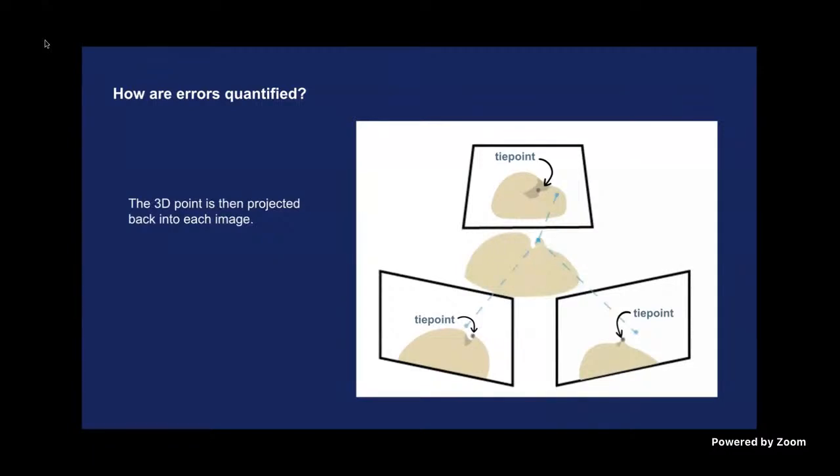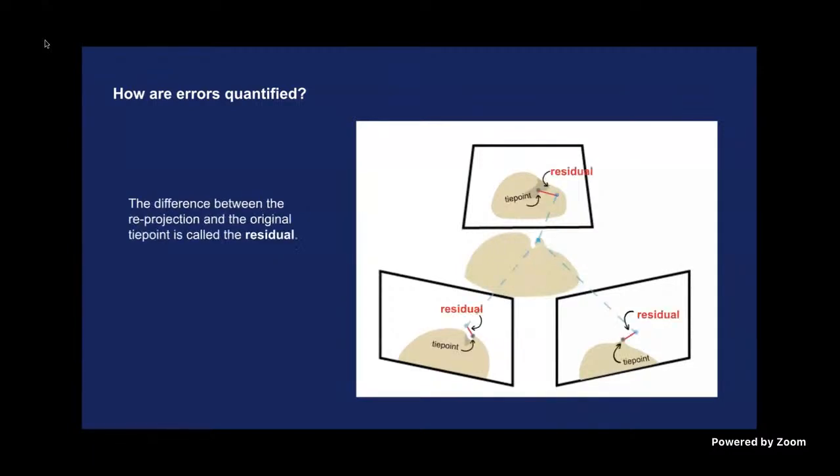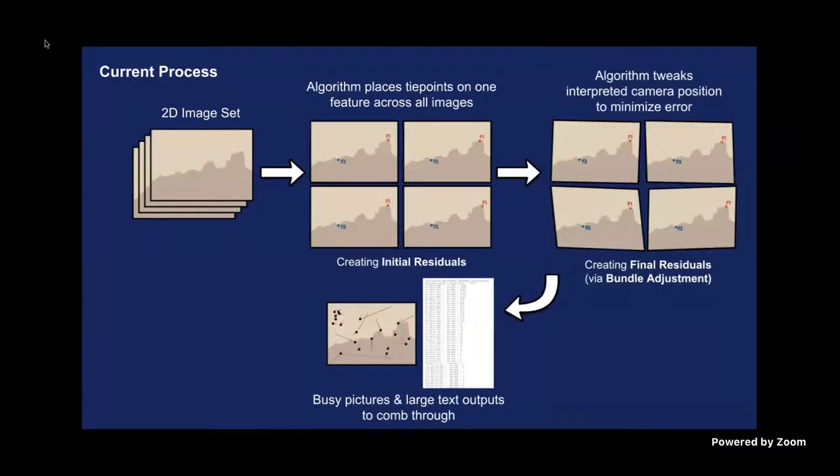And you have the 3D mesh, and then each point is projected back into each image. This delta between the reprojection and the original tie point is what we call a residual. Scientists want to minimize this residual as much as possible because the smaller the residual, the closer the 3D mesh will be to the source images. So the current process, you have a set of images, the algorithm will place these tie points, it will try to minimize the error, and you're left with this busy picture and these large text outputs.